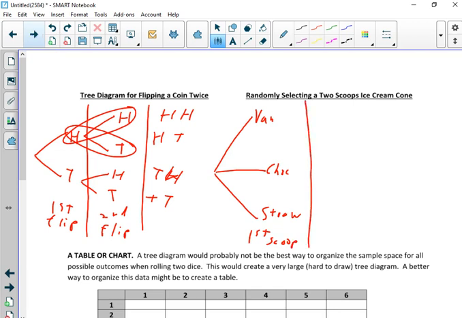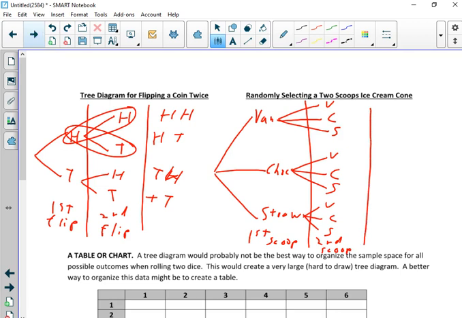Now, with the vanilla, my second scoop, I could have another vanilla, strawberry on top of the vanilla. Or I could go chocolate, vanilla, chocolate, chocolate, chocolate, strawberry. Strawberry, vanilla, strawberry, chocolate, strawberry, strawberry. That's my second scoop.